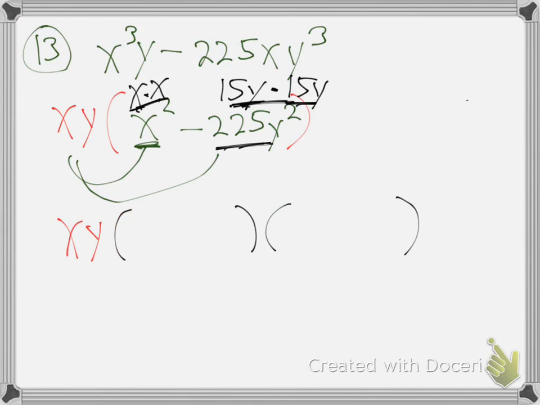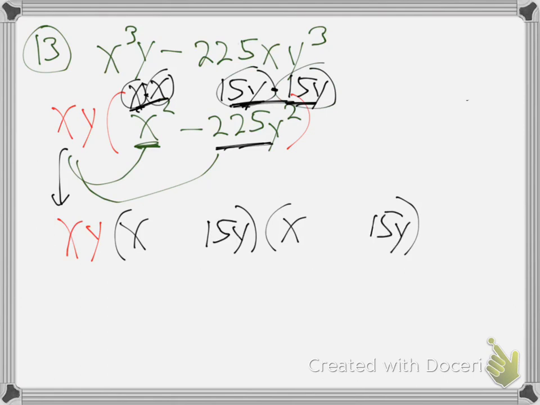Two parentheses. Leave that original XY in the front still. And then the two items that make the left, the X and the X, go left, left. The two items that make the right, 15Y, 15Y, go right, right. And what goes in the middle?